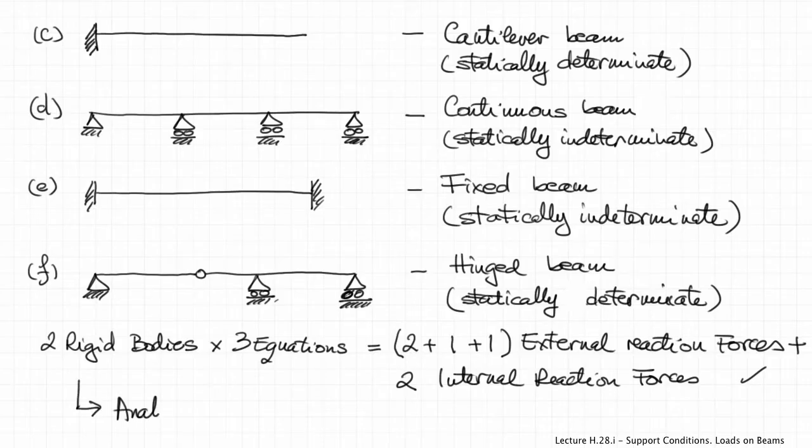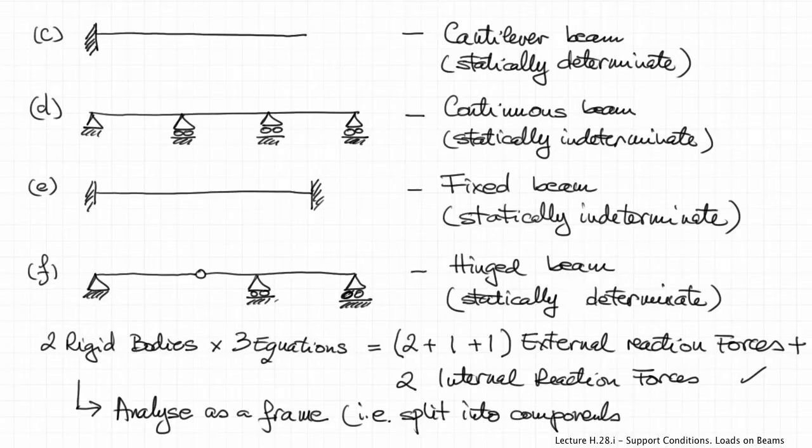How would you solve for that? Well, we would analyze it as a frame, same as we've done when we studied frames and machines. So we split it into its components, and then we solve for the external reaction forces and for the internal reaction forces at the internal pin location. Now, once we understand the support conditions for a beam, and we know how to deal with them and solve for the reaction forces, the other item that we need to look at are the loads that act on the beam.